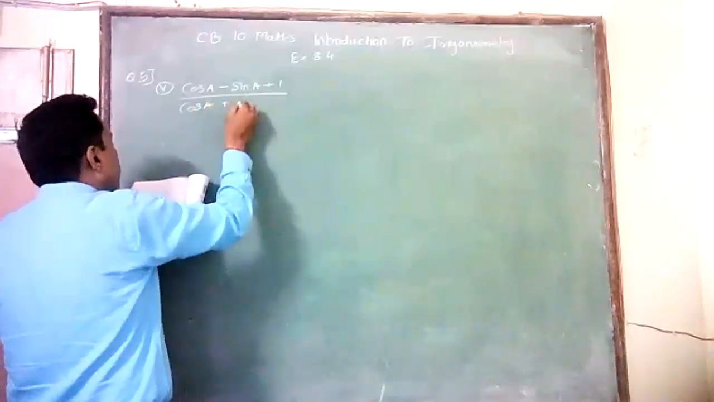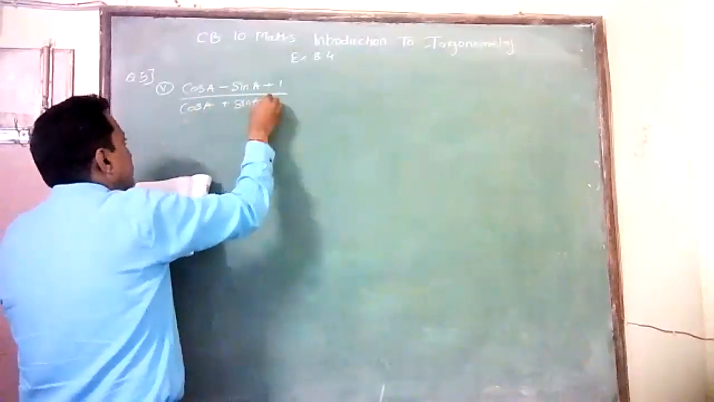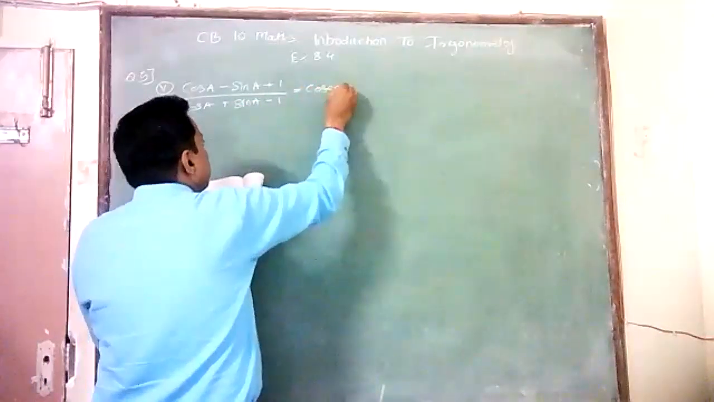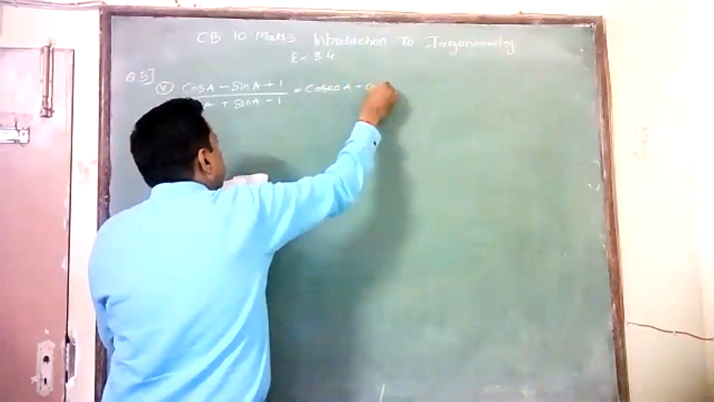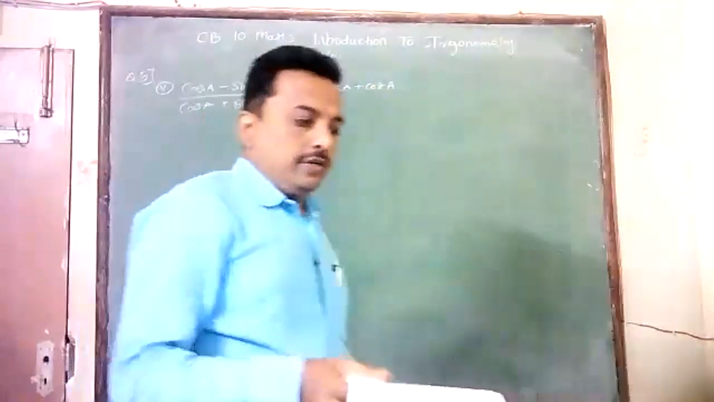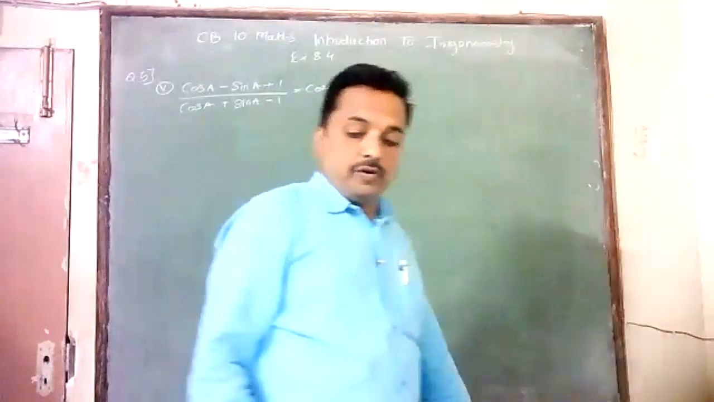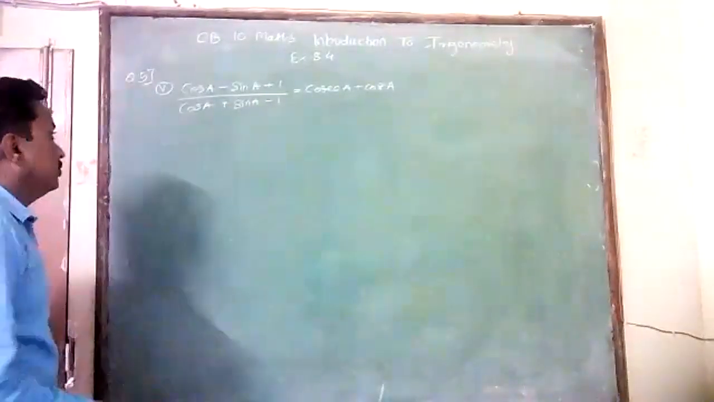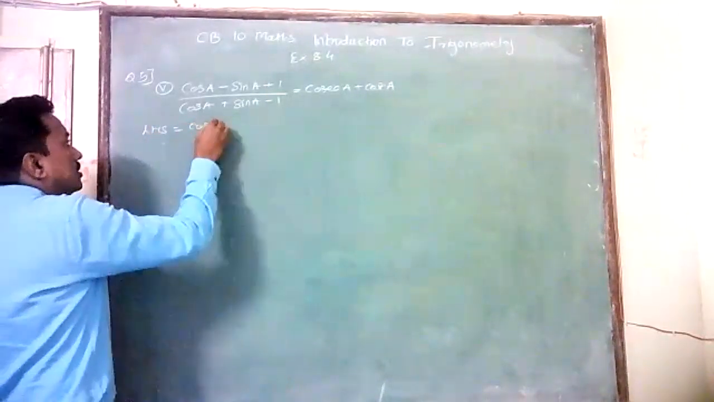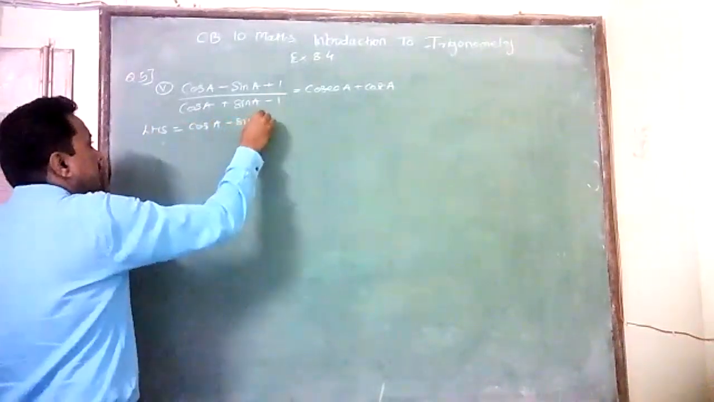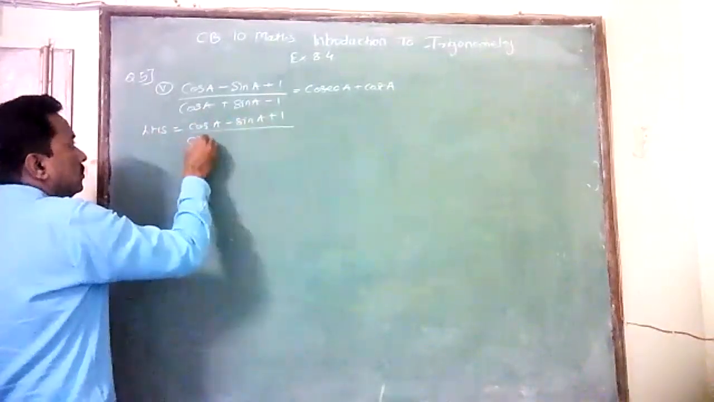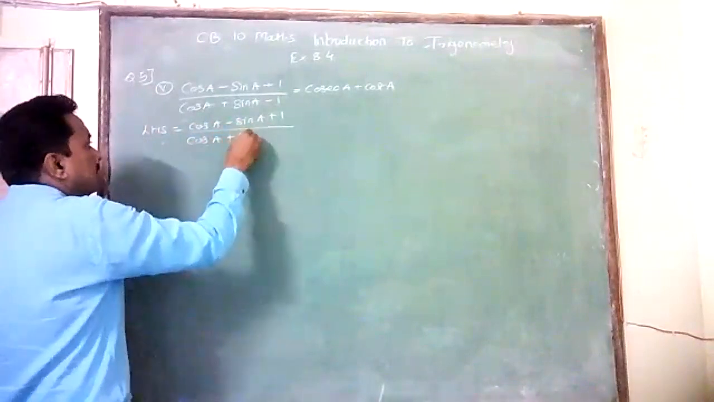cos a plus sin a minus 1 is equal to cosec a plus cot a. This is the question. We tried yesterday, but कहीं पे तो गड़बड़ था. So again, same. We have to take LHS. Cos a minus sin a plus 1 upon cos a plus sin a.